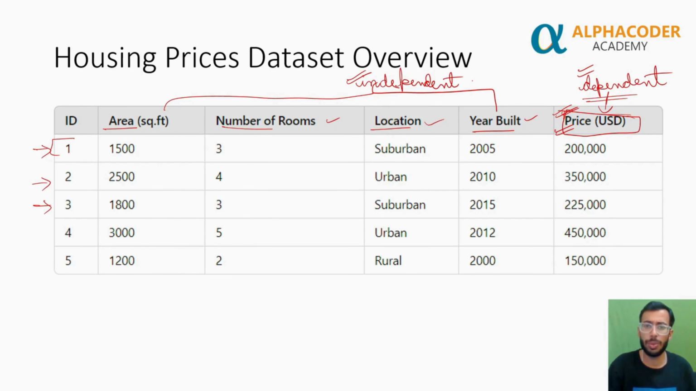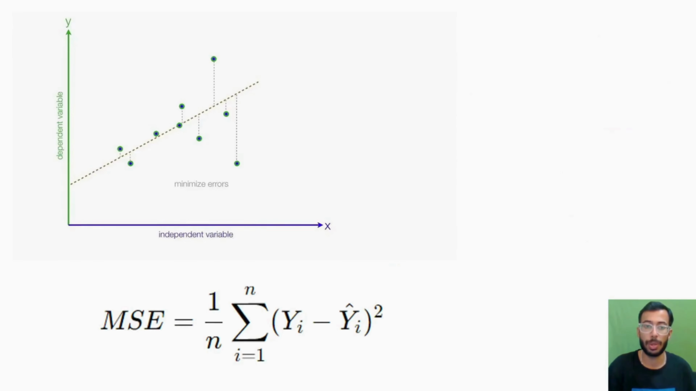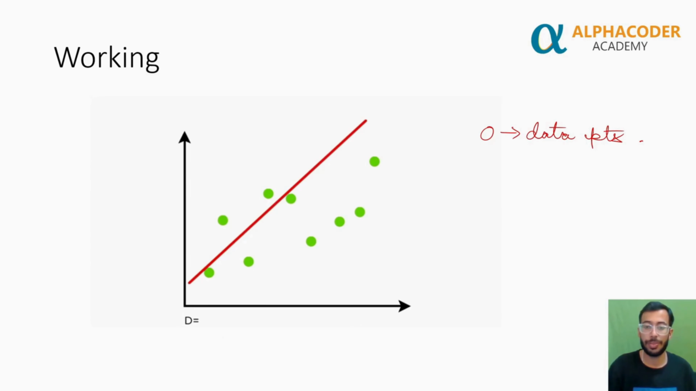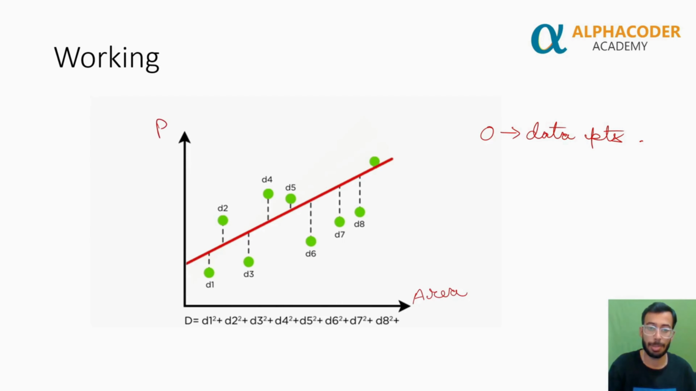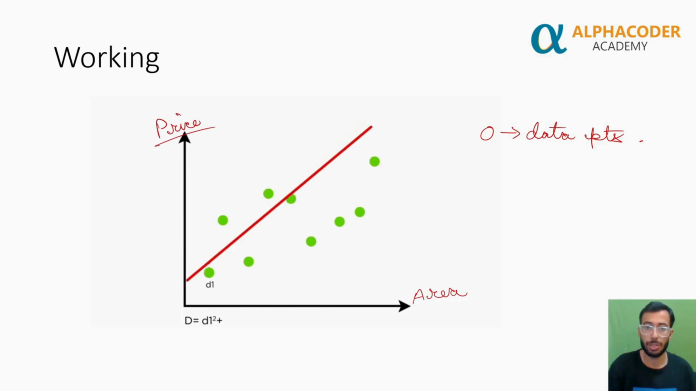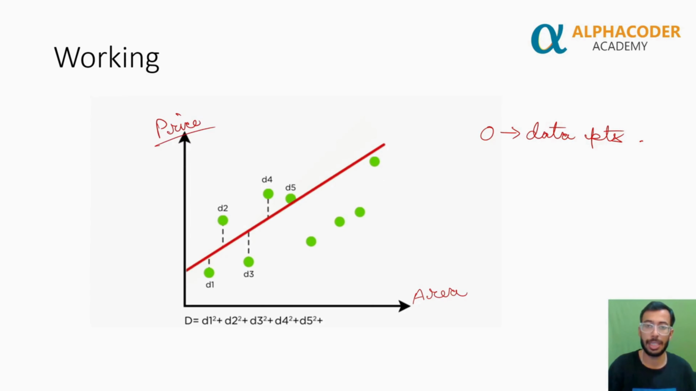Now we have considered only two features, because we'll be exploring simple linear regression and understanding its intuition right now. The features that we have considered are area and price. So we will be predicting the price using only one feature, that is area. Let's say on the x-axis we have area, on the y-axis we have the price. All these are the data points that we have, the data set that we have.